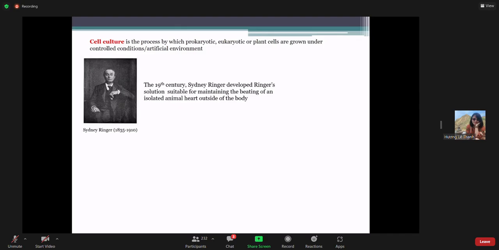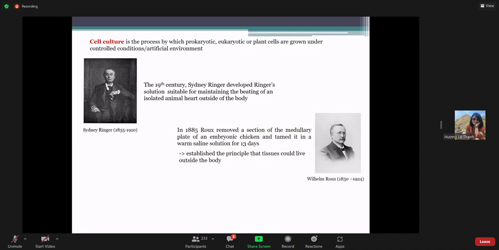Other conditions that can induce chemical stress for the cells are things like antibodies, as well as antibiotics and antifungals. And in 1885, Wilhelm Roux removed sections of the medullary plate of embryonic chickens and maintained it in warm saline solution for 13 days. It was the first time humans could establish the principle that tissue could live outside of the body. The medullary plate is like the spinal cord plate of the chicken embryo. So he could culture for 13 days.